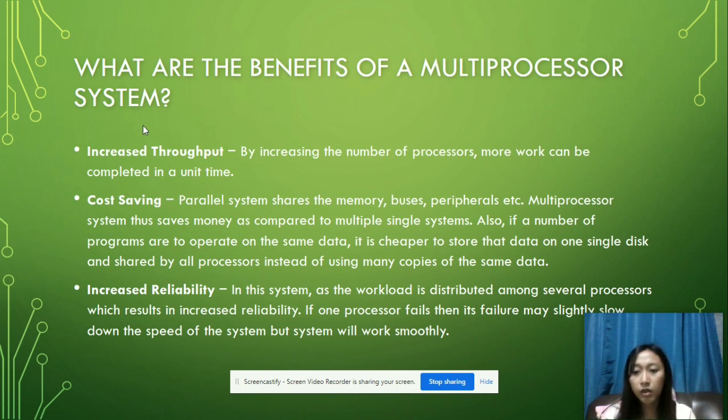And also, if a number of programs are to operate on the same data, it is cheaper to store the data on one single disk and share it among all processors instead of using many copies of the same data. And the last one is increased reliability. In this system, as the workload is distributed among several processors, if one processor fails, its failure may slightly slow down the speed of the system, but the system will work smoothly.